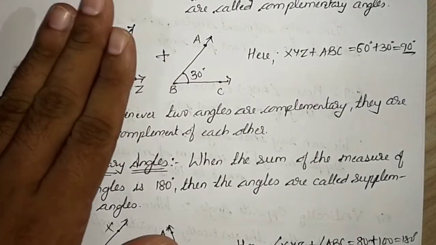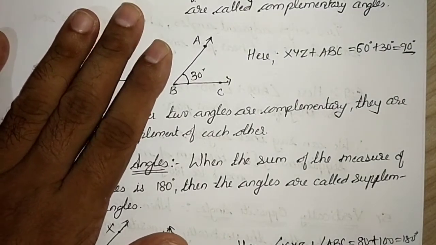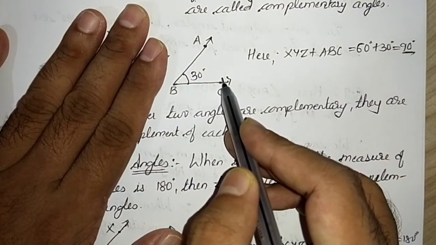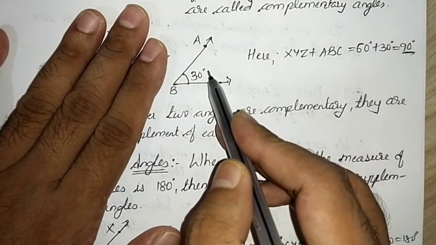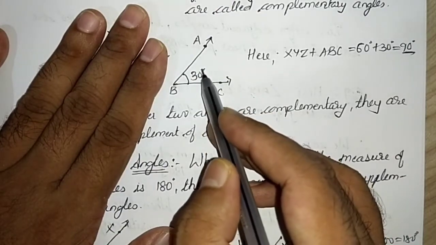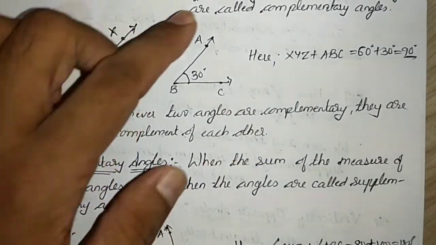Let's say this angle is not given, and I ask you what is the complement of ABC. What will you do? You will subtract this 30 from 90. Whatever angle you get will be the complement of ABC.